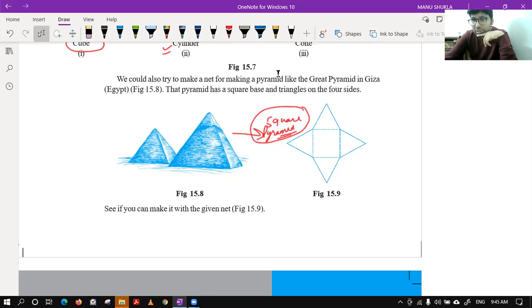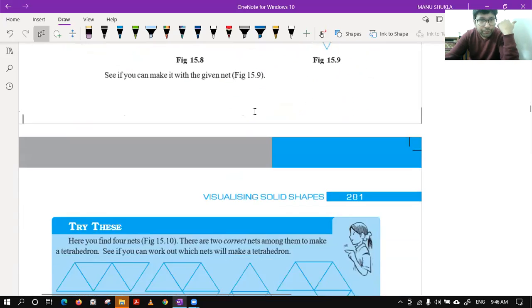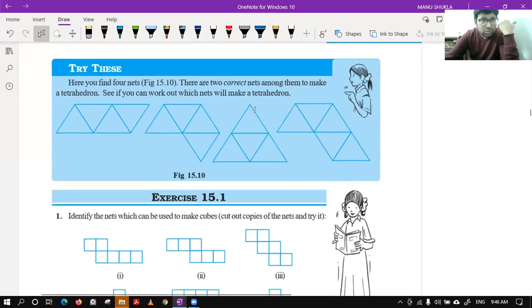A net is a two-dimensional shape that can be folded to form a 3D shape or a solid. Yes, very good, Kritika. So if you want to write the definition, as I've told you already, you have done it, but still you can write like this. A net is a 2D shape that can be folded to form a 3D shape or a solid. Good, Kritika. Now, so these are the nets also.